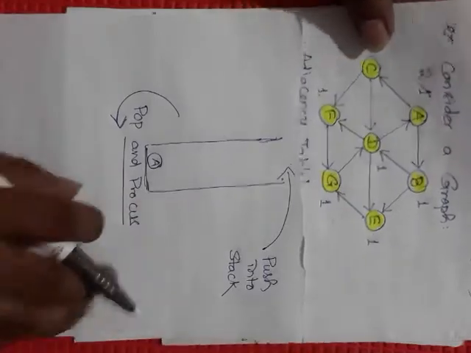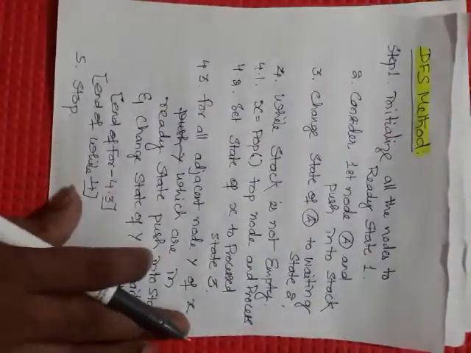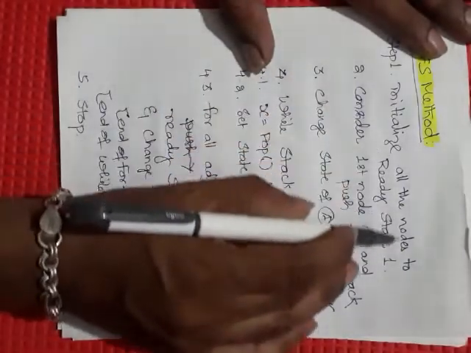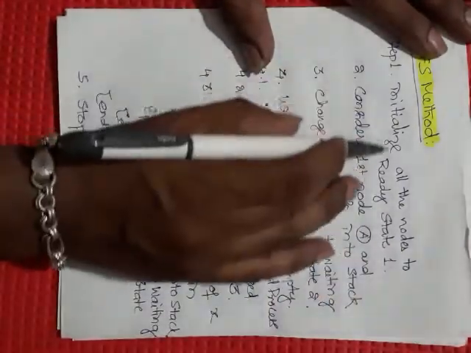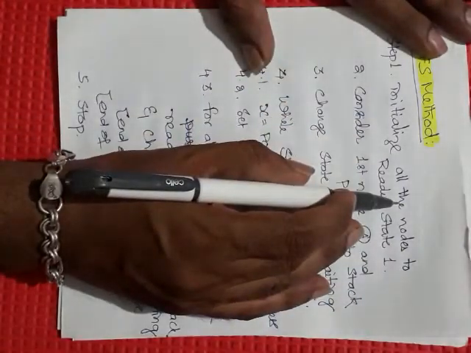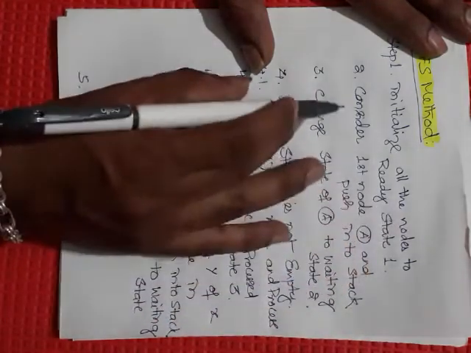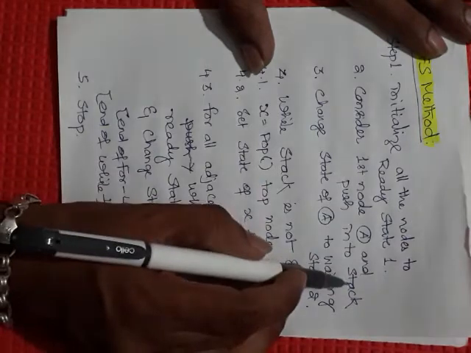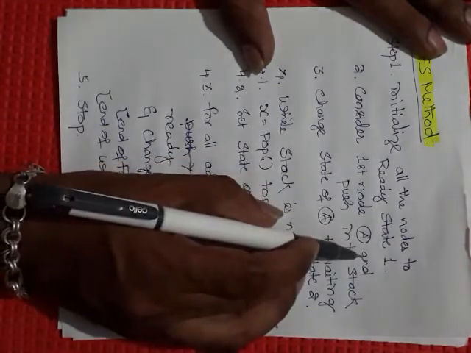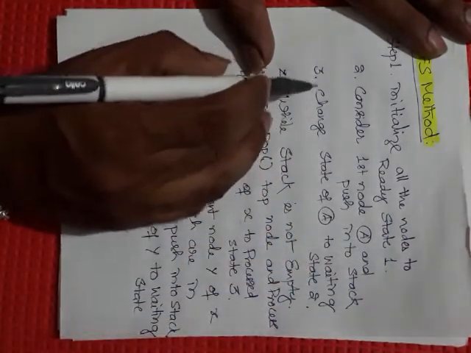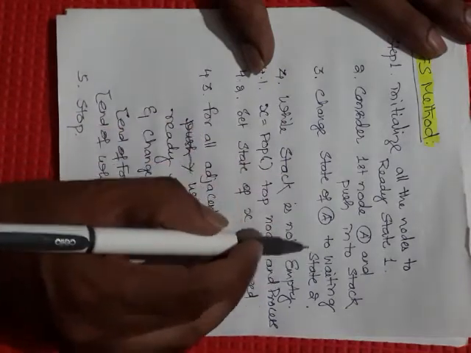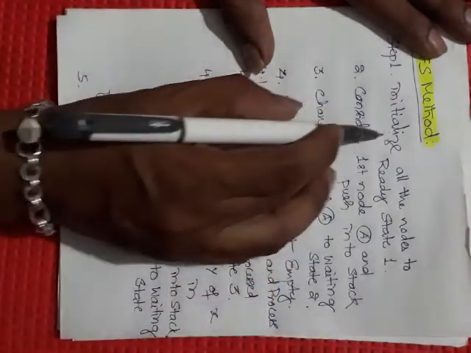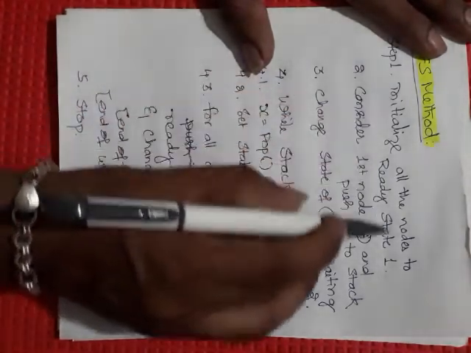Just observe the algorithm we have. What we are doing here in the algorithm: initialize all the nodes to ready state, which we have done. We have initialized all the nodes to ready state 1. Then consider the first node A and push it into the stack. So node A we have pushed into the stack, and then the third point, change the state of A to waiting state, which is waiting in the stack. So waiting state is 2. These 3 steps we have discussed.